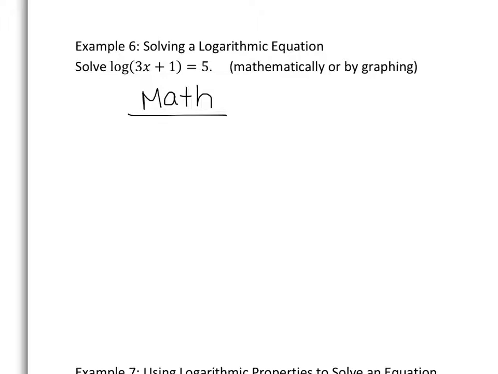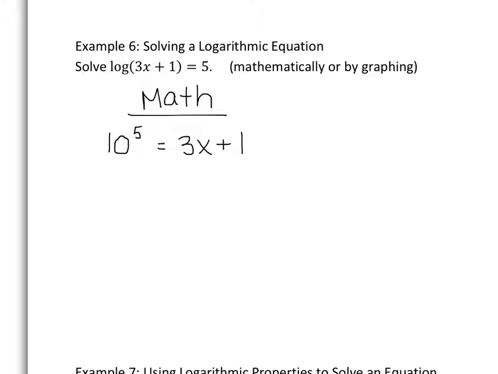Okay. So the first thing we want to do, if we're doing it mathematically, is convert to exponential form. So what is our base? 10. If you don't see the base, the little number, then it's automatically 10. So 10 to the what equals what? 10 to the 3x plus 1. 10 to the 5. The answer to a log is always the exponent. 10 to the 5 equals 3x plus 1.